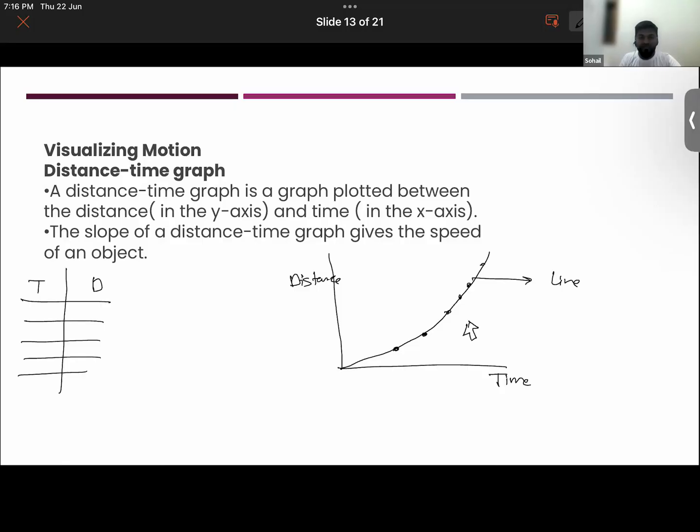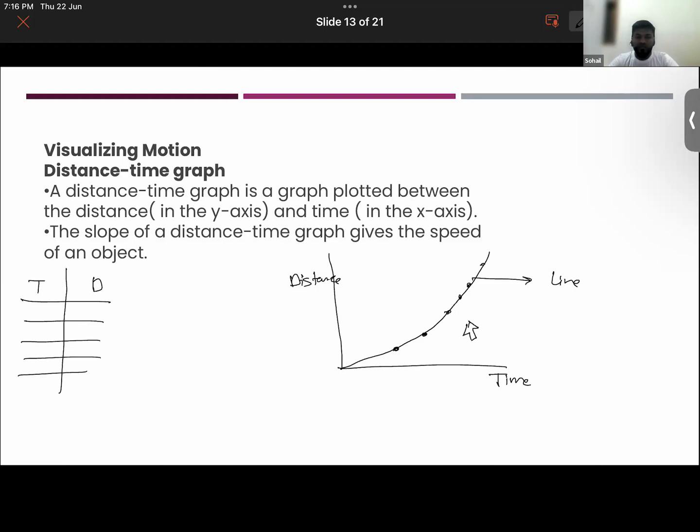But that is on the computer. But we draw it manually for the values of time and distance given. We draw it manually on a piece of graph paper, right? Yes, sir.